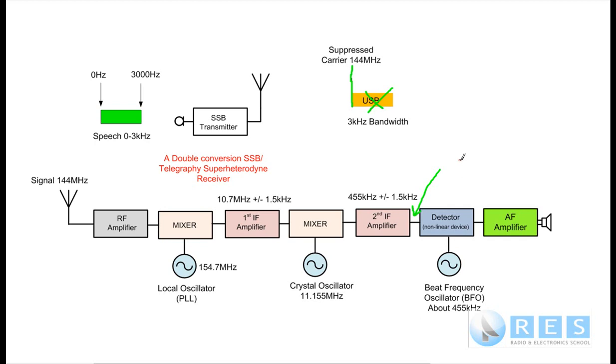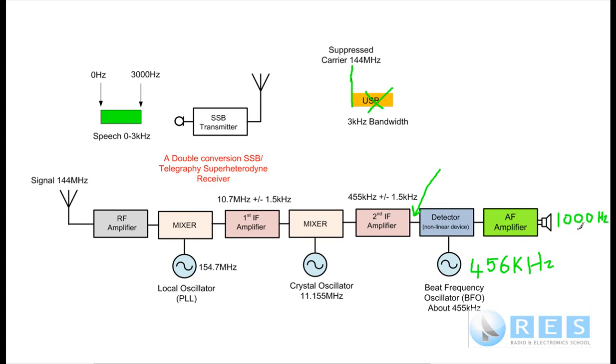the Morse code. So if our beat frequency oscillator was on 456 kilohertz, then the carrier on 455 kilohertz being switched on and off would mix with the 456 kilohertz BFO frequency to produce a 1000 hertz tone at the output. And the operator can make that tone anything he likes.